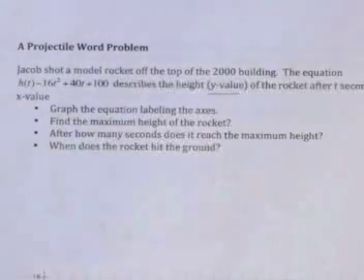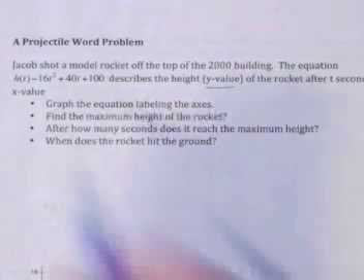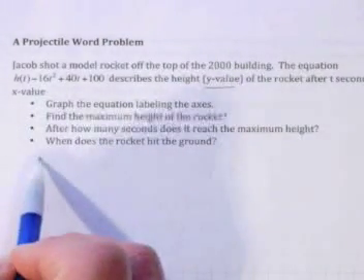So here we have a projectile word problem. It says Jacob shot a model rocket off the top of the 2000 building. The equation h of t equals negative 16t squared plus 40t plus 100 describes the height, which is our y value of the rocket, after t seconds, and that's our x value of our rocket. And it asks us to do a number of different things.